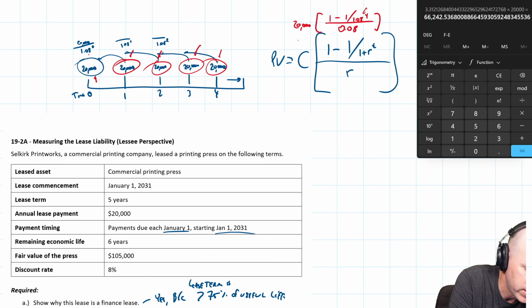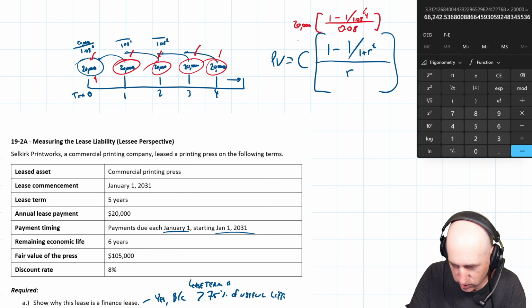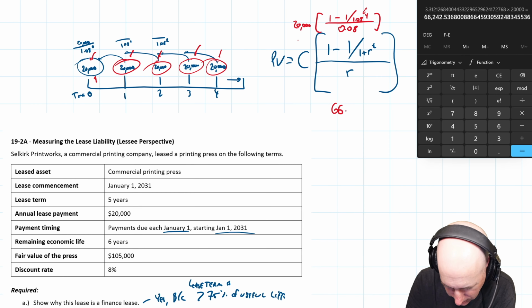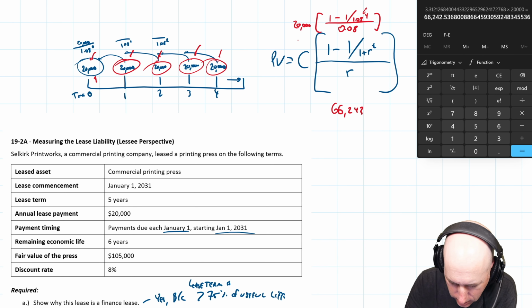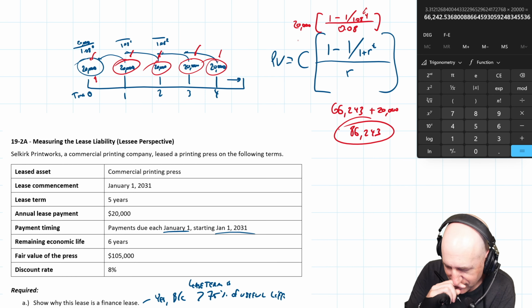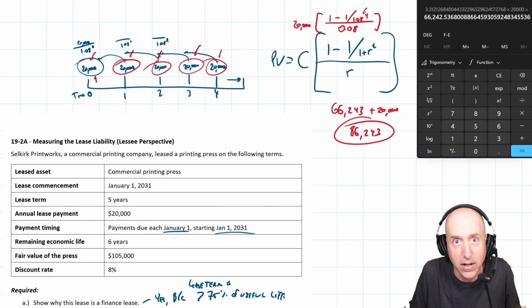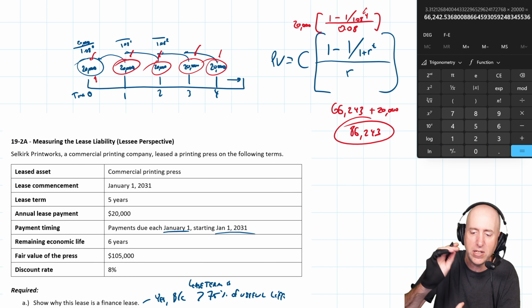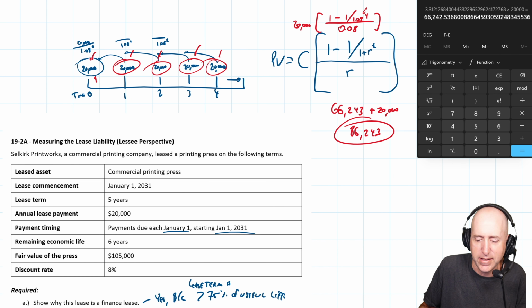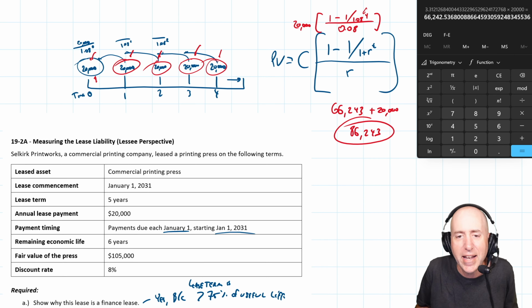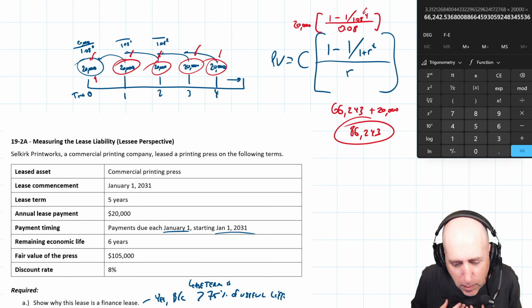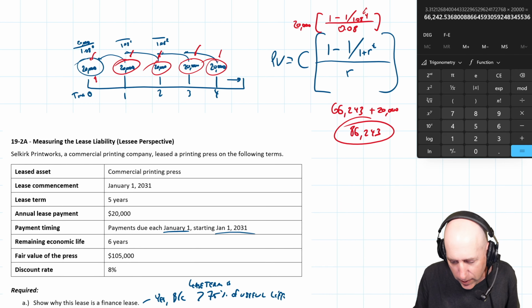But what's the value of this $20,000 at time 0? It's $20,000. So I'm going to add $20,000. So 66,243 plus 20,000 is 86,243. That's the present value of my future payments, and that's the value of the equipment. It's what I'm paying for the equipment. I'm paying $86,000. I pay $20,000 today, and then $66,000. That's the present value over time. So I'm paying $86,000 for this equipment that needs to land on my books. Therefore, that's what we put it on the books for.